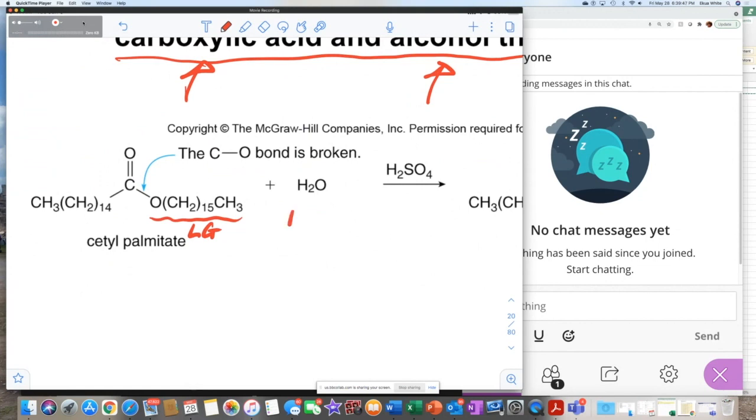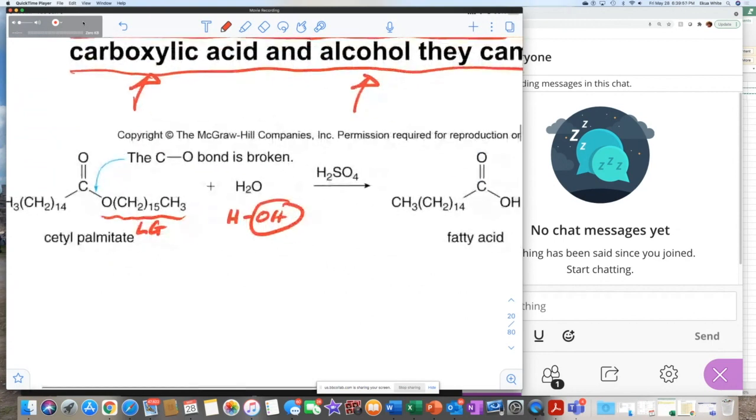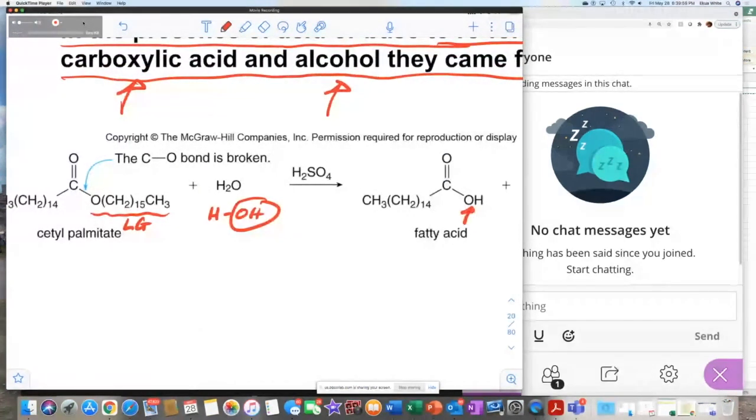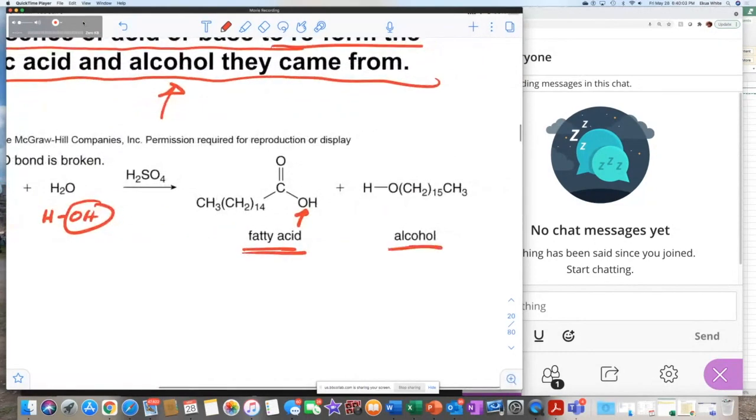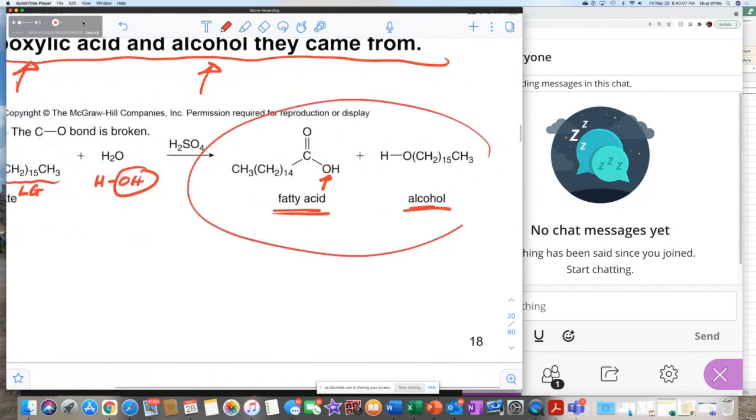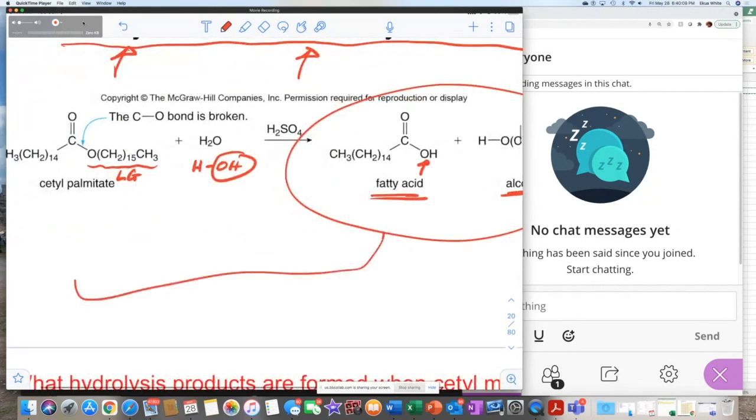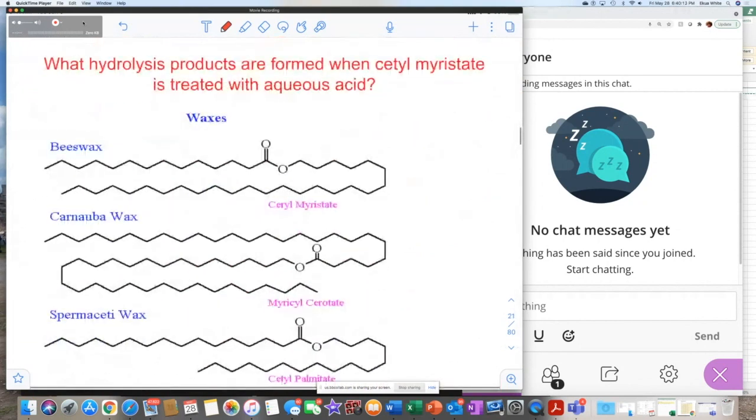Bye. Okay, and then the water is broken apart into HOH. Remember, OH is the incoming group coming in to replace the leaving group. So you see right here, the OH came in, and we are reforming the fatty acid and the alcohol that was the starting material. So in the beginning, we saw these two come together to form the ester. Now we're seeing a reverse in the process. Okay, so we're moving on.